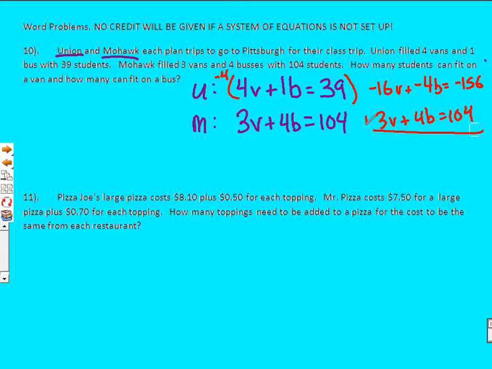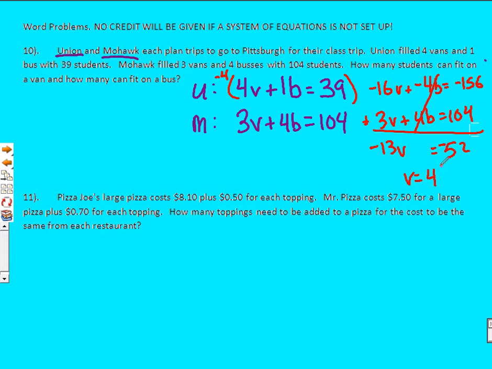So then you can add these two equations together. Negative 13V, those cancel out. And when you add these two together, you get 52. So divide by negative 13, you should get a positive 4. So there are 4 in each van.